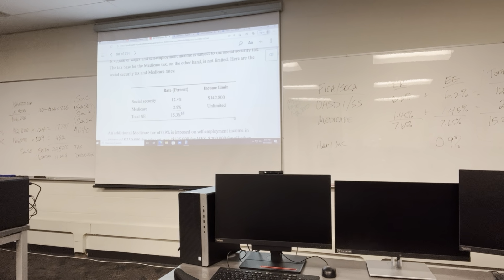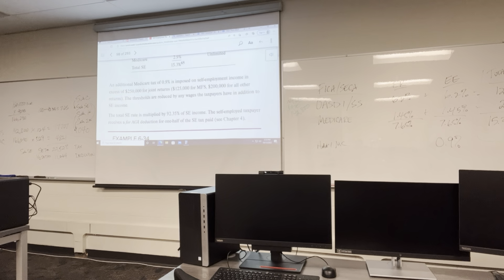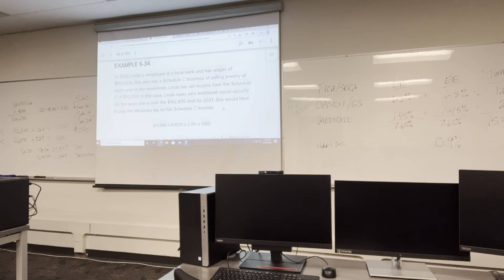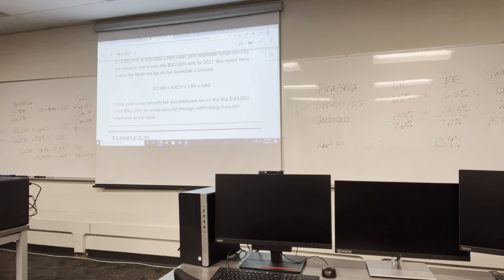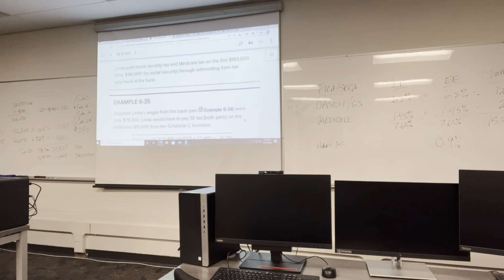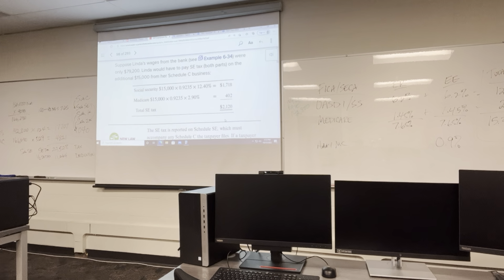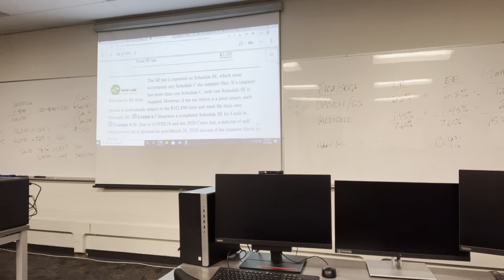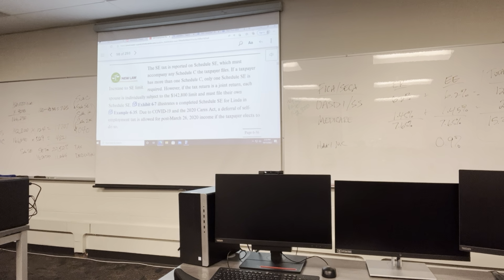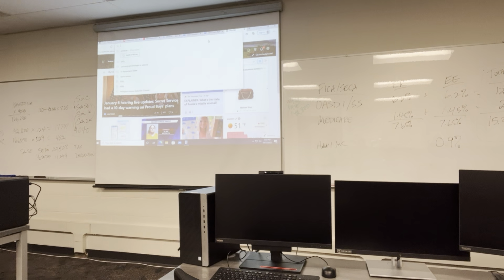So this is all in your book, those tax rates, and it talks about the additional Medicare tax. Keep in mind a couple of things: reduce it by that 92.35%, and also remember that Social Security wage base. Let me show you what the Schedule SE looks like real quick.